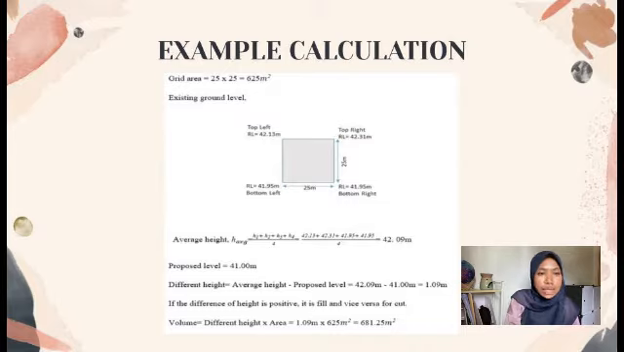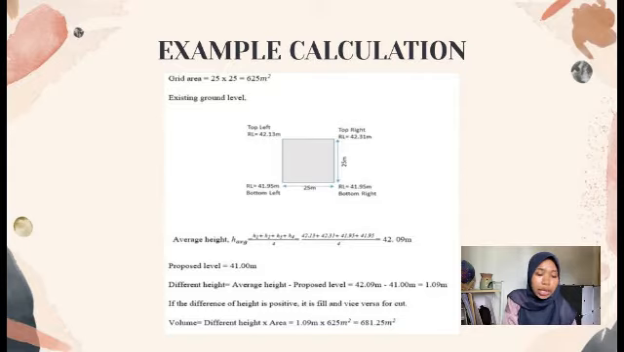The grid area that we have assigned is 25 times 25, which is equal to 625 meters square. Then, taking each value from the corners, for this example, the top left is 42.13 meters, top right 42.31 meters, bottom left 41.95 meters, and the bottom right is 41.95 meters. Then we calculate the average reduced level by summing the values and dividing by 4, and we get 42.09 meters. From this we assign the proposed level as 41 meters.